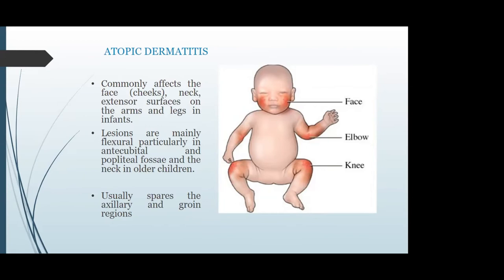In older children, you can find these skin lesions on the opposite side of the knee joint or elbow joint, which we call flexural areas. Okay. And one typical thing with atopic dermatitis is that it usually spares the armpits and the diaper regions. As you can see from the diagram, the diaper region seems to be clear, as well as the armpit region. We are still going to talk about diaper rash. If you see a diaper rash, it is not likely to be atopic dermatitis. Next slide.